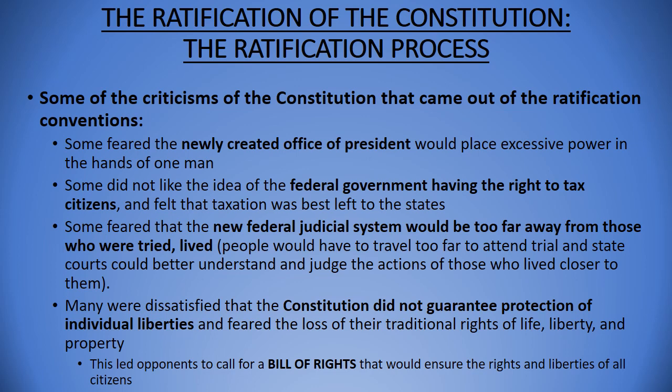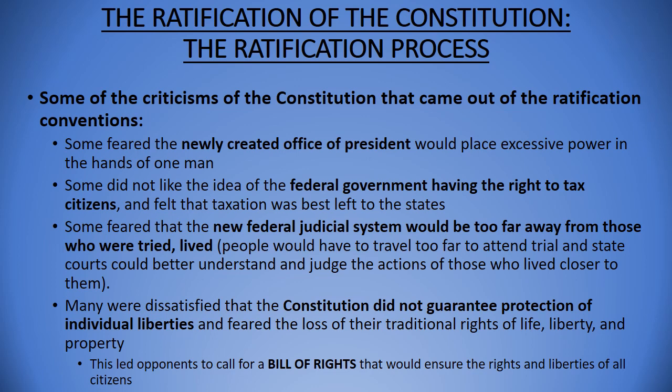So during this whole process, there were a lot of criticisms that rose up. A lot of people were not happy with this office of the president. That wasn't in existence under the Articles of Confederation. They were a little bit suspicious of this new executive branch. They thought maybe there was a bit too much power being put into the hands of one individual. A lot of people did not like the idea of the federal government having the right to tax. Many thought the new judicial system, the Supreme Court, was going to be a little bit too far away from the people who were being tried, because you should have a jury of your peers, and if you're traveling from Georgia to Philadelphia or New York, that's a pretty far way away from your peers.